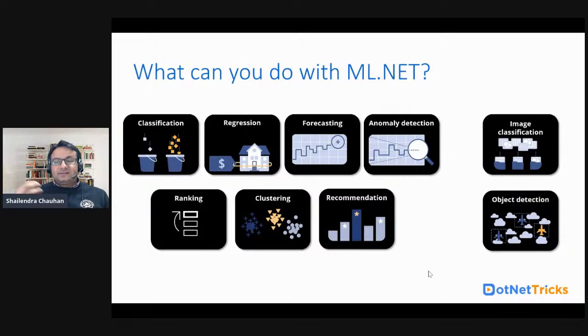You can easily provide recommendations for your products. You can identify objects if there is a need for object identification. If there is a need for forecasting based upon some calculation, that forecasting can also be done. So it's a very simple way to integrate machine learning into your .NET based application.